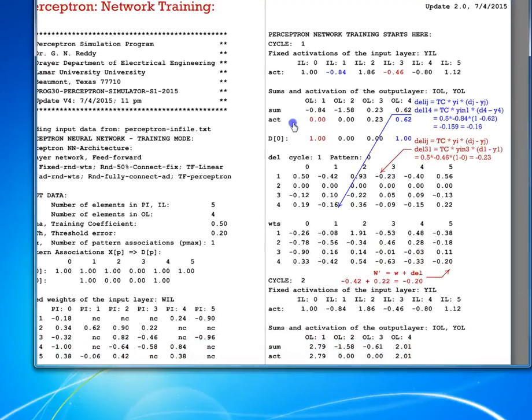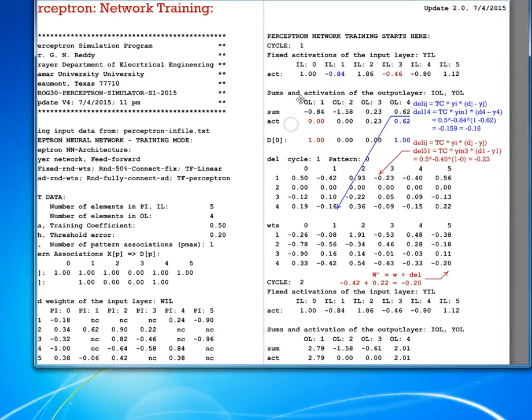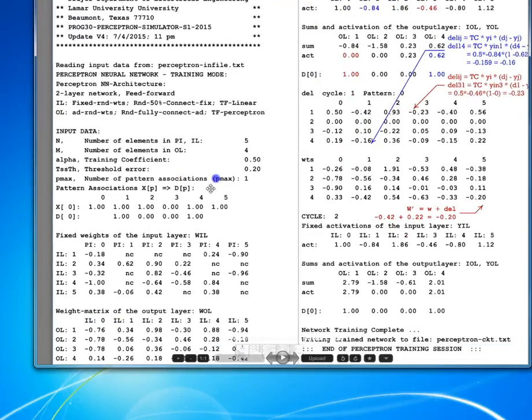Again, Perceptron neural network training starts here. Again, these have been reprinted, that is the fixed activation. Remember, the input weight matrix is a fixed weight matrix, and the inputs are fixed, and therefore each time you go through a training cycle, this is not changed and that is not changed, and therefore the corresponding activations are not going to change.